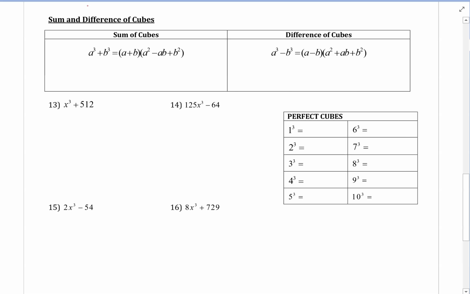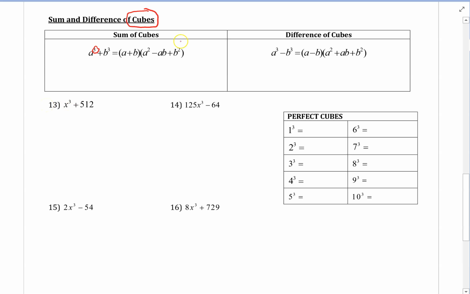Now another special type of polynomial. Now these special types are not quadratic. They're not to the second power. They are cubes. They are to the third power. But there is a special formula that helps us factor them. So we are able to factor things that are even to the third power now that we're in Algebra 2.